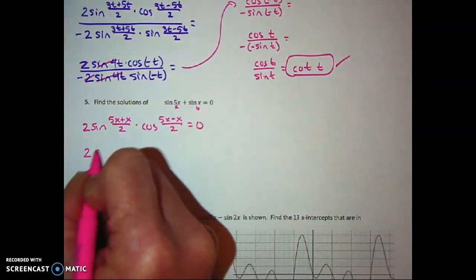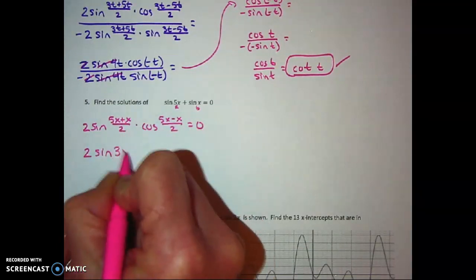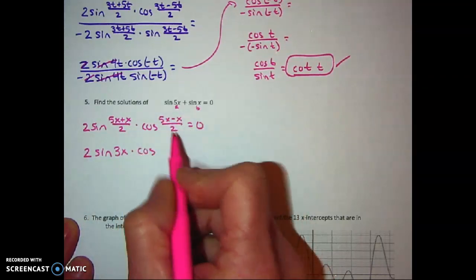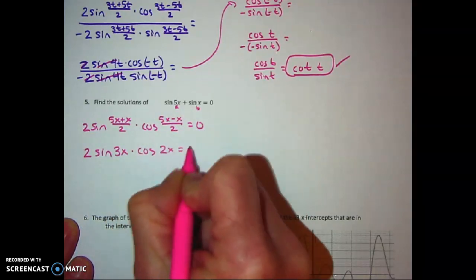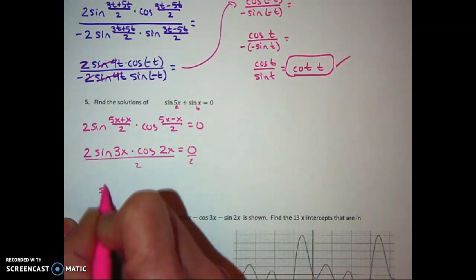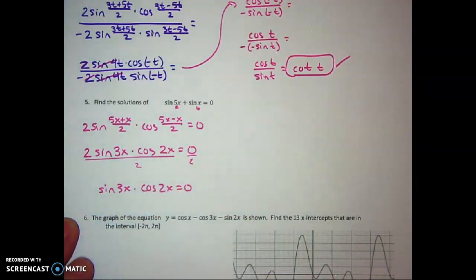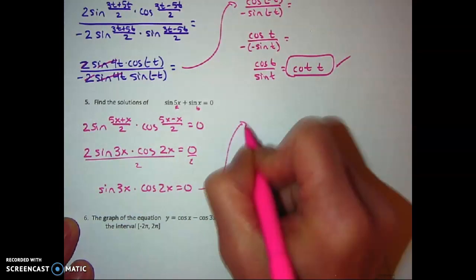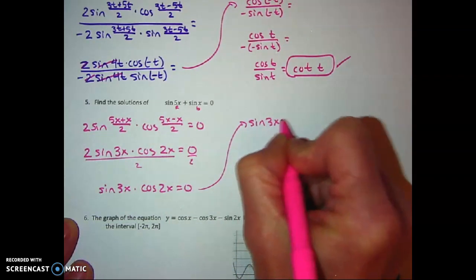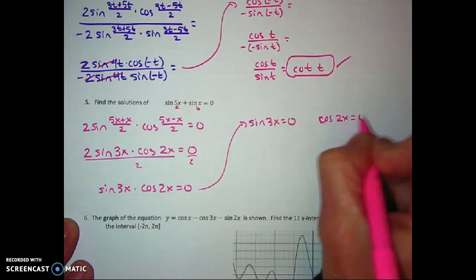Simplifying this, I get 2 times the sine of (5x plus x)/2, which is 6 divided by 2, is 3x, times the cosine of (5x minus x)/2, which is 4 divided by 2, is cosine of 2x. Really don't need that 2. If I divide by 2, I have the sine of 3x times the cosine of 2x equals 0. Now I have two things being multiplied together, therefore one of them has to equal 0. So the sine of 3x equals 0, or the cosine of 2x equals 0.